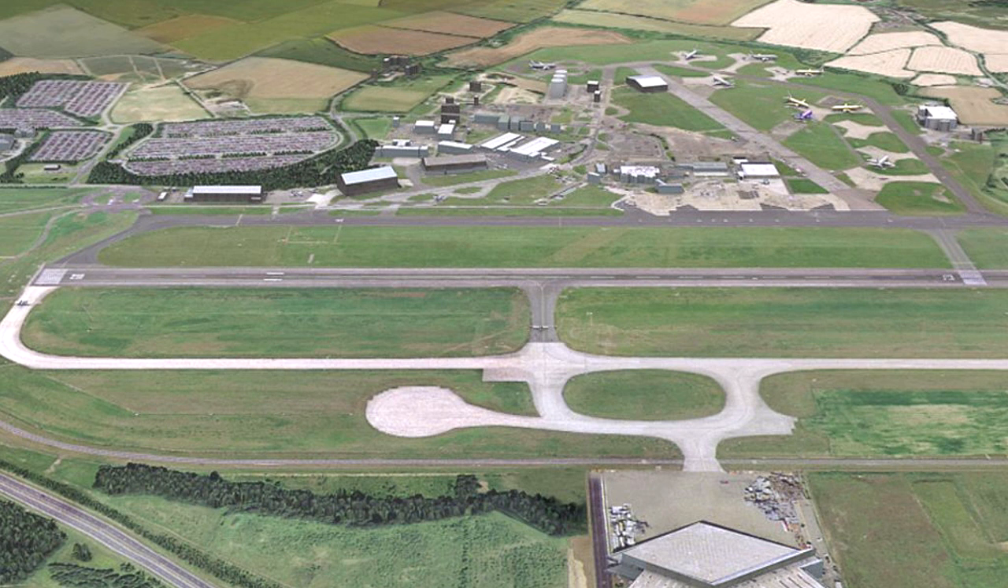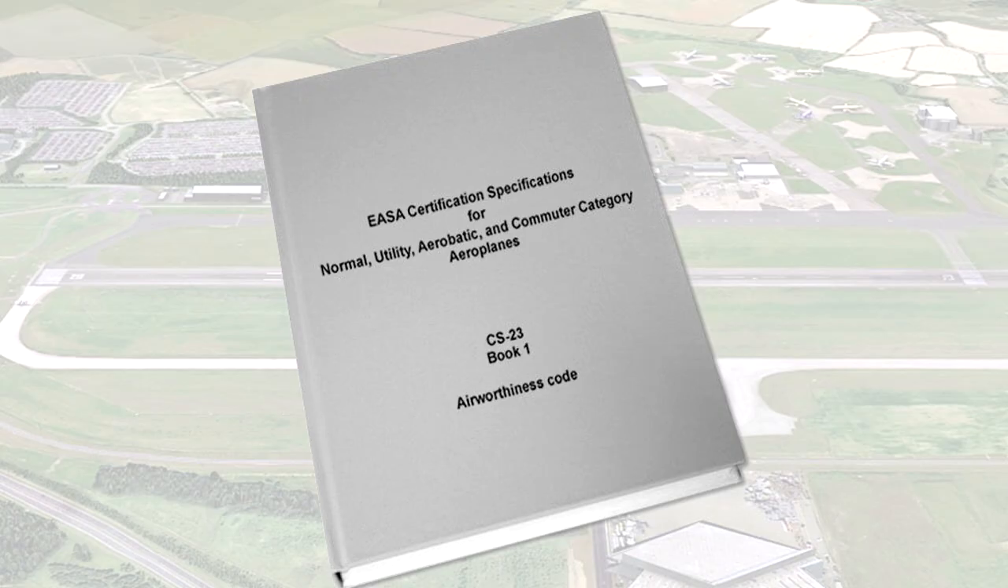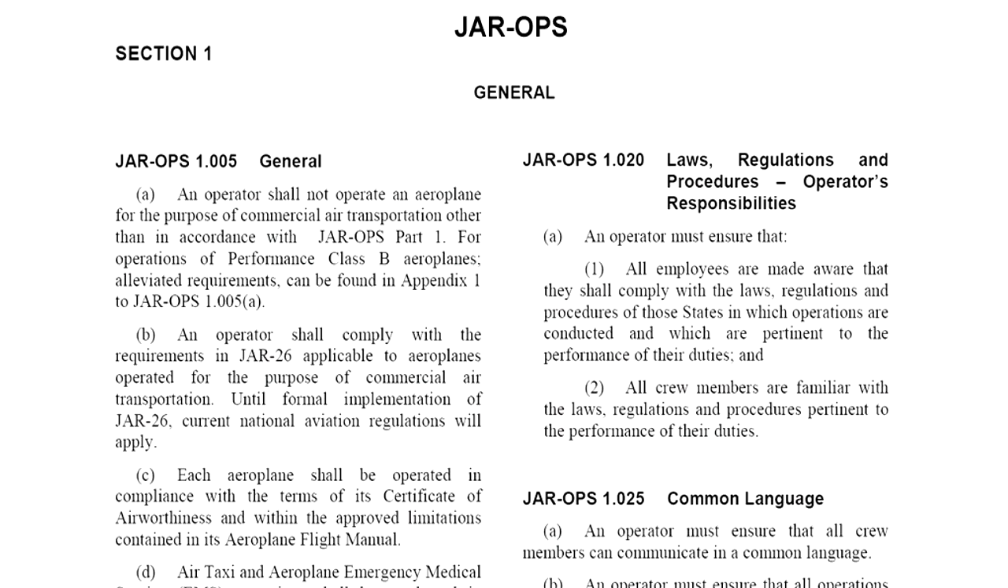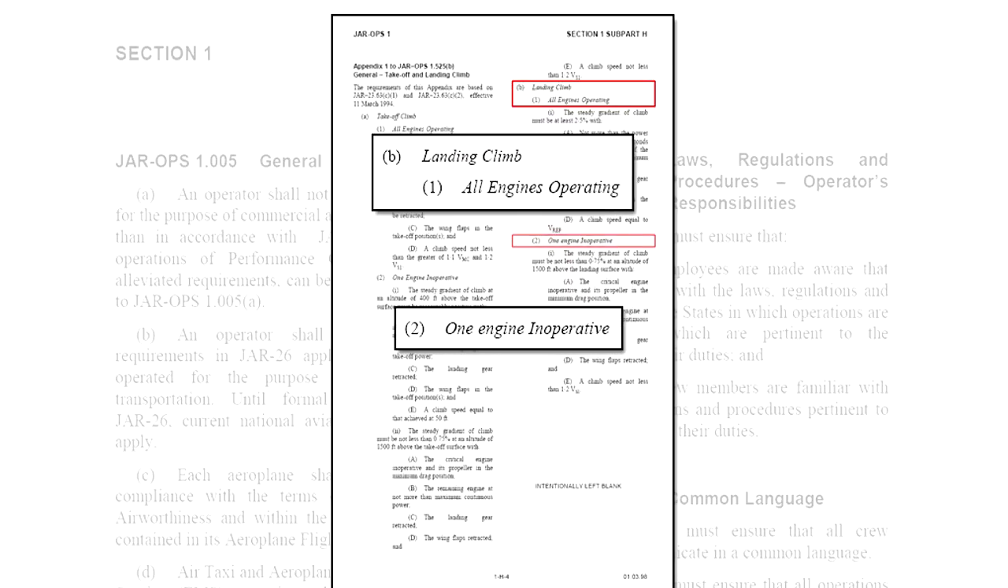Let's discuss the landing climb requirements first. If, for whatever reason, a landing was not possible, then the aeroplane should have a level of performance that would enable it to climb safely away from the airfield. This must be possible with either both engines operating or one engine inoperative. The landing climb requirements originate from the certification specifications in CS23, but are adopted in brief format into JAROPS 1. JAROPS 1 divides the landing climb requirements into all engines operating and one engine inoperative.